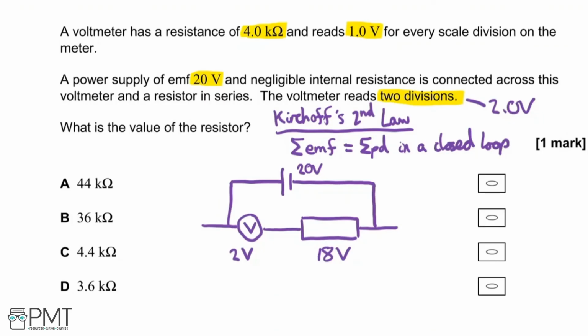We know that we've got 4 kilo ohms on the voltmeter. Now what we can do here is where we know that the potential difference across the resistor is going to be 9 times the potential difference across the voltmeter, because it's how many times you can fit 2 into 18. We know that actually if we multiply the 4 kilo ohms by 9, we will get the resistance of the resistor. So we end up with a resistance of the resistor of 36 kilo ohms. So that's going to be option B.